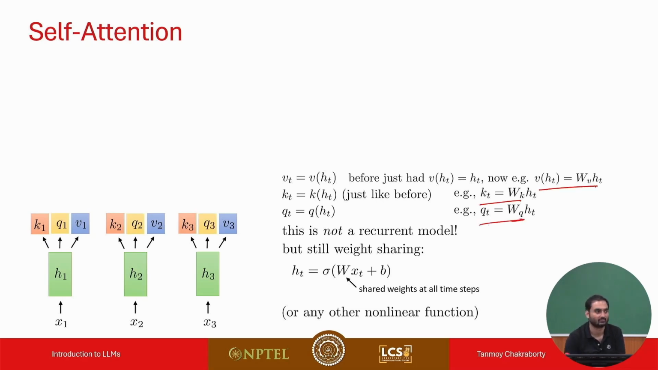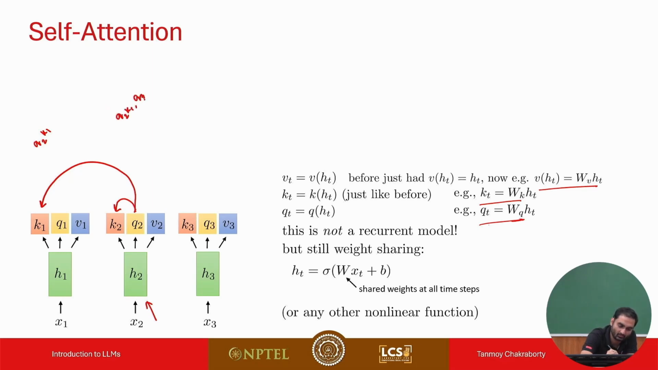These are the linear transformations, right? Then we do the same process as attention. Let's say you are focusing on this one. This query and the key will be combined through a dot product, so we will get Q2, K1. Then you do a dot product between Q2 and K2, and then Q2, K3.